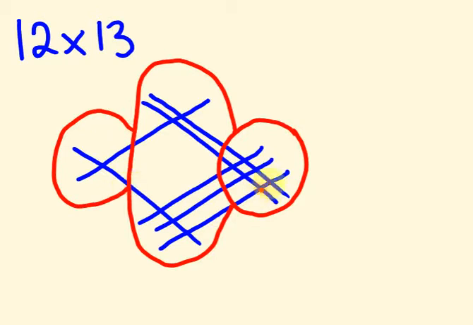So what you'll see here is how many intersections do we have? We have 1, 2, 3, 4, 5, 6 in the units. We have 1, 2, 3, 4, 5 in the tens, and in the hundreds we have a 1. And that's our answer, 156. Okay, that's pretty easy, right?